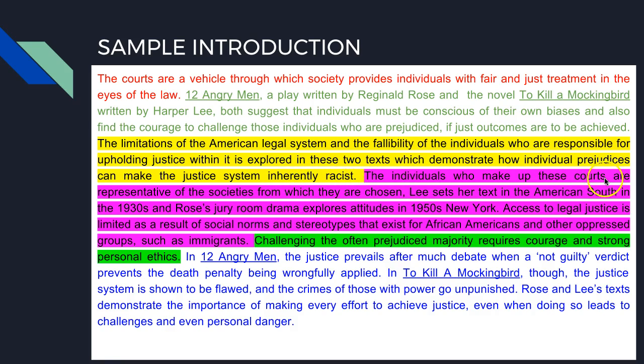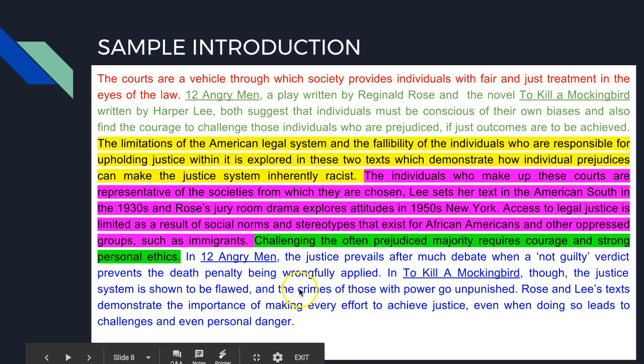The individuals who make up these courts are representative of the societies in which they are chosen, because a jury is selected from broader society, obviously. Lee sets her text in the American South in the 1930s, and Rose's jury room drama explores attitudes in 1950s New York. Access to legal justice is limited as a result of social norms and stereotypes that exist for African Americans and other oppressed groups, such as immigrants. Challenging the often prejudiced majority requires courage and strong personal ethics. So that's what my paragraph's going to be about. And then I'm summing up where I'm going to go with my conclusion.